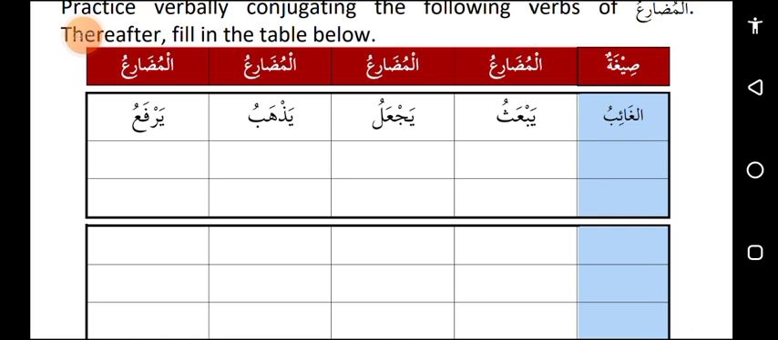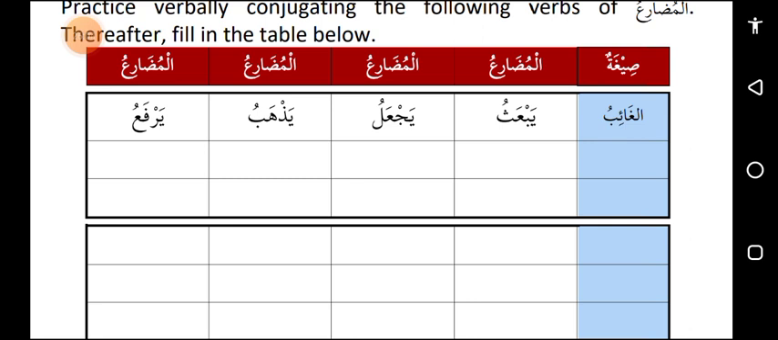Next one is يذهب. So the fi'l madi for يذهب was ذهب. ذهب means he went, and the word يذهب means he goes, or he is going, or he will go. So يذهب يذهبان يذهبون تذهب تذهبان يذهبن تذهب تذهبان تذهبون تذهبين تذهبان تذهبن أذهب and نذهب.